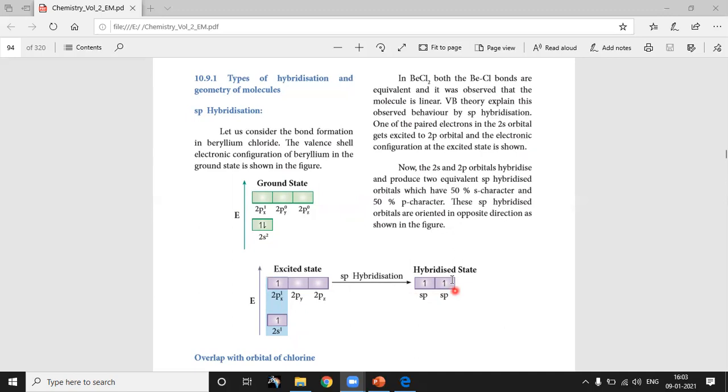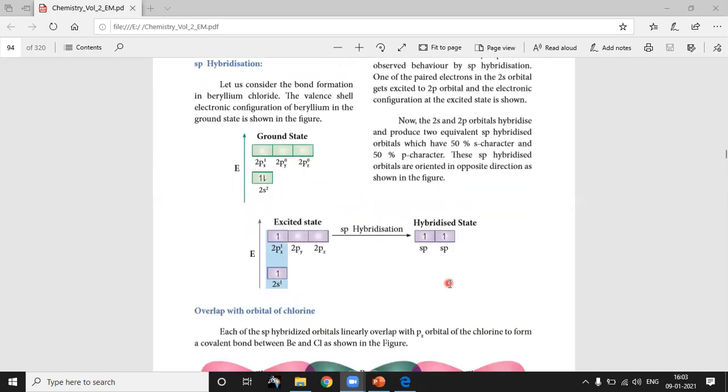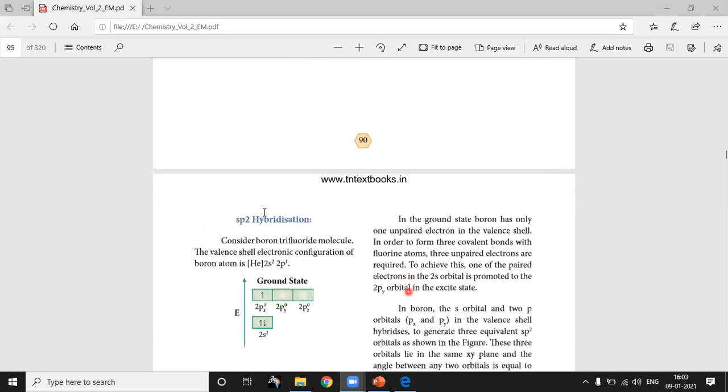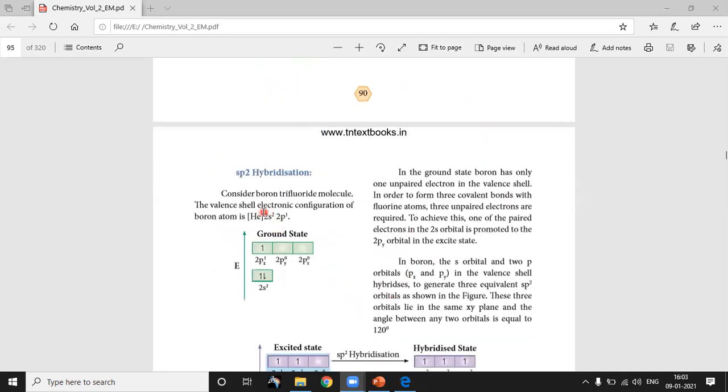So the sp hybridized state will be given by one spin and here another half spin. Okay, so now their overlapping will take place with the beryllium present at the center and the 2 chlorines will be present like this. Okay, so the chlorine electron and the beryllium electron will combine and form one bond, and again on the other side it will form another bond. Okay, so now we'll move on to sp2 hybridization.